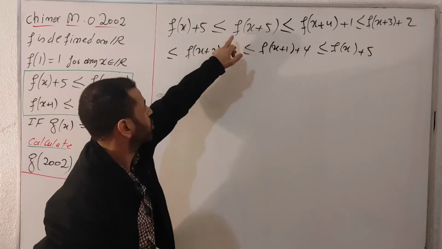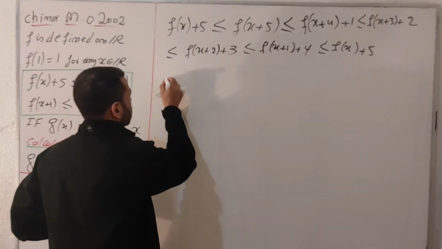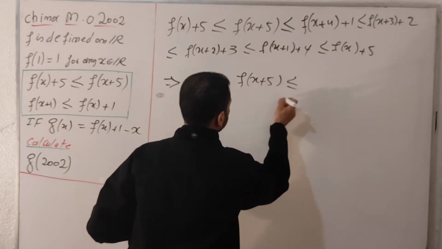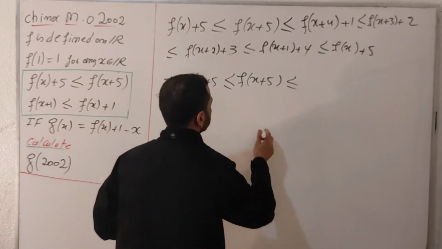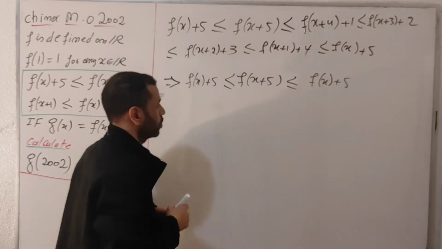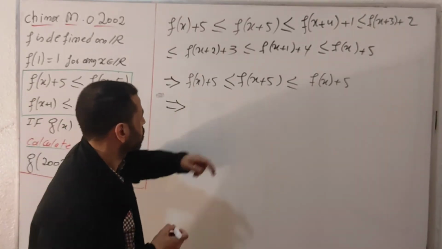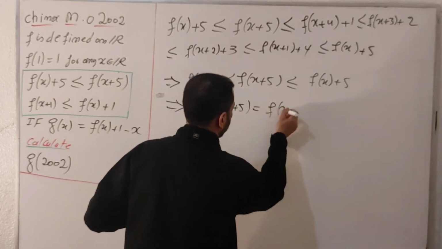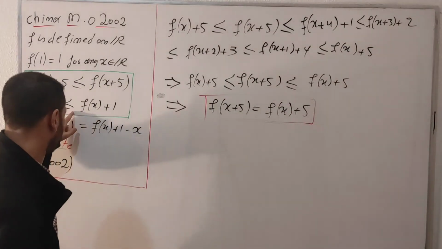So that means the same function is between the same function. By using the squeeze theorem, we now have f(x) + 5 is less than or equal to f(x + 5), which is less than or equal to f(x) + 5. The same function is between the same function. By the squeeze theorem, this tells us f(x + 5) = f(x) + 5. This argument follows similarly to the second inequality.